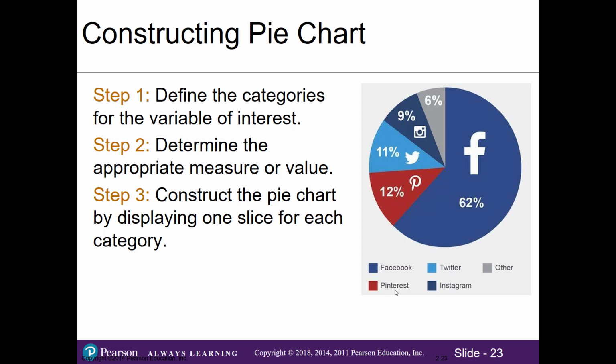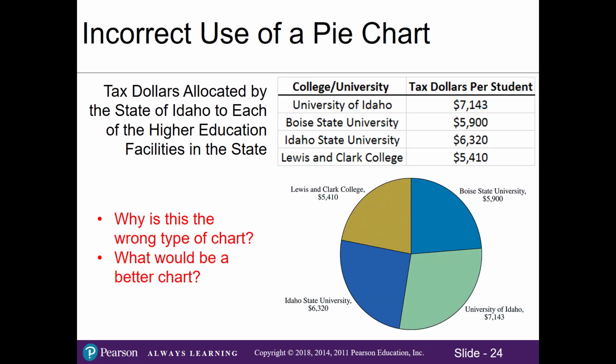Now in step 2, we want to determine the appropriate measure or value. So imagine this is the percentage of people using this particular platform primarily. Then in step 3, we'll use Excel to create the pie chart where each slice represents each category. Now, pie charts are sometimes mistakenly used when a bar chart would have been more appropriate.